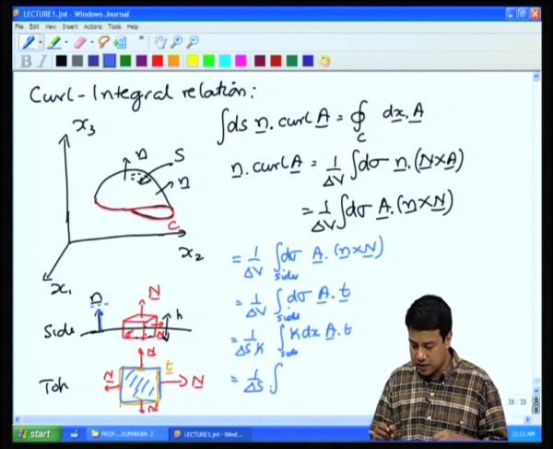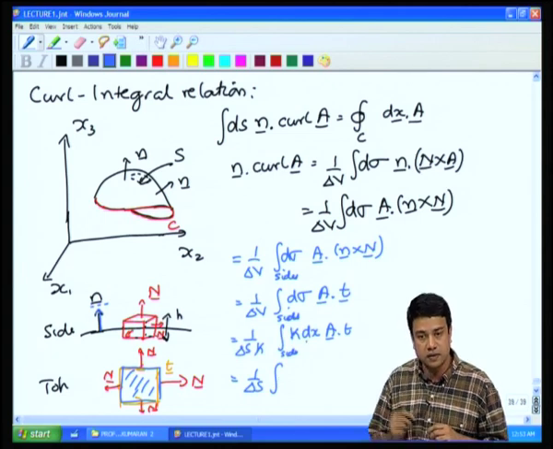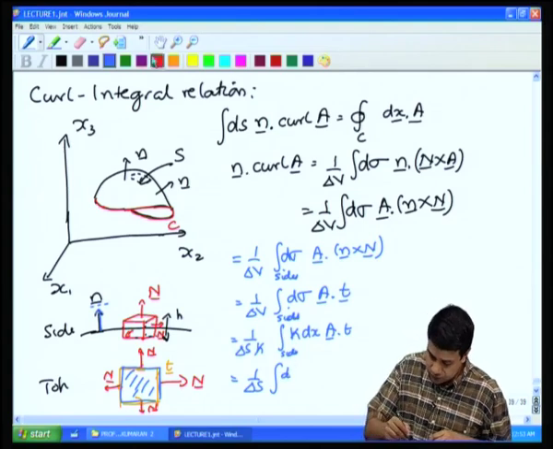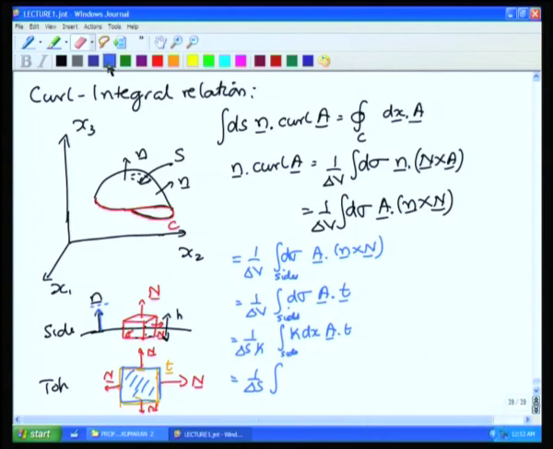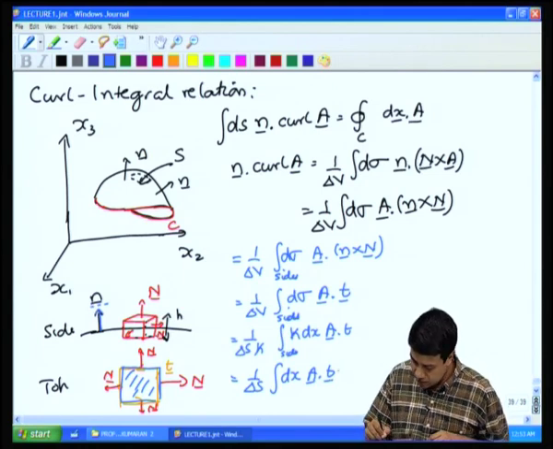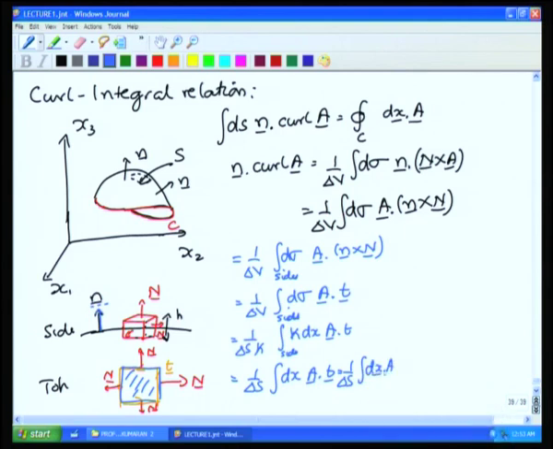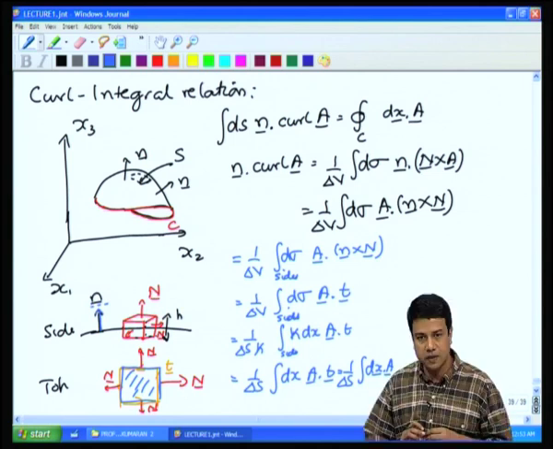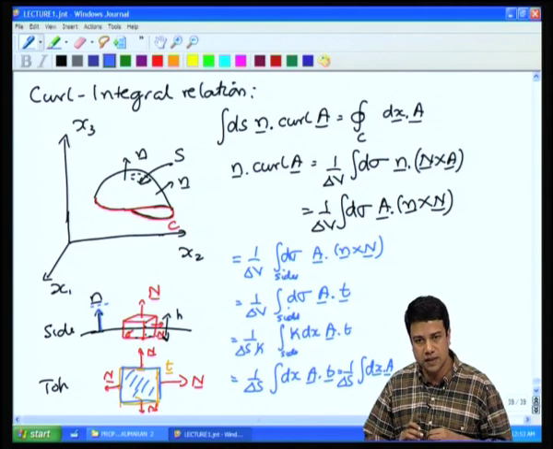Now, since the h's are cancelled out, the integral is only over dx. So, it is integral over the length, dx A dot t. And this I can also write as 1 over delta s integral dx vector dotted with A, where dx vector is equal to the tangent vector times the displacement.